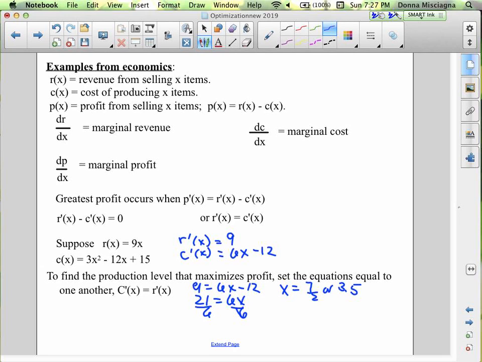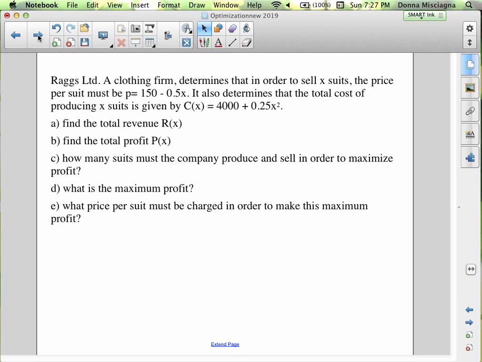So here's a nice simple example from economics. Let's do another one that's got a little more context to it. It's also a pretty simple problem, but at least it's got some context. I don't even know what we're selling here. Rags Limited, a clothing firm, determines that in order to sell X suits, the price per suit must be P equals 150 minus 0.5x. It also determines that the total cost of producing X suits is given by C of X equals 4,000 plus 0.25x squared.